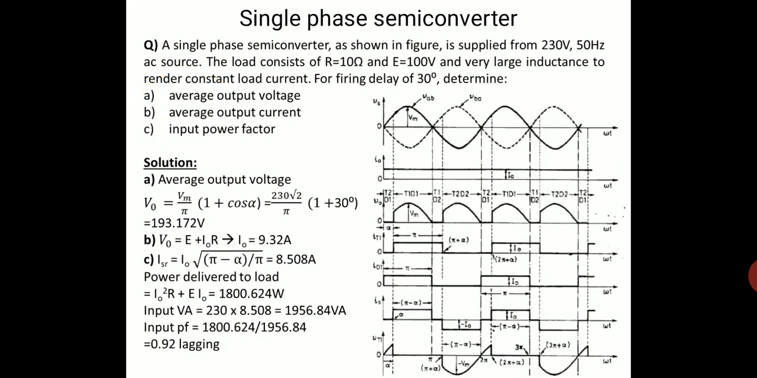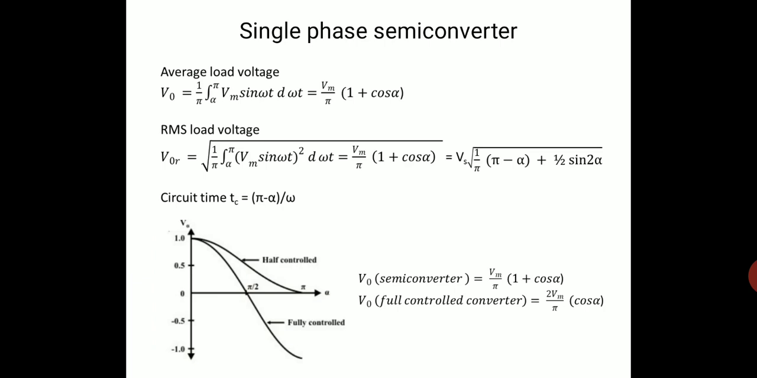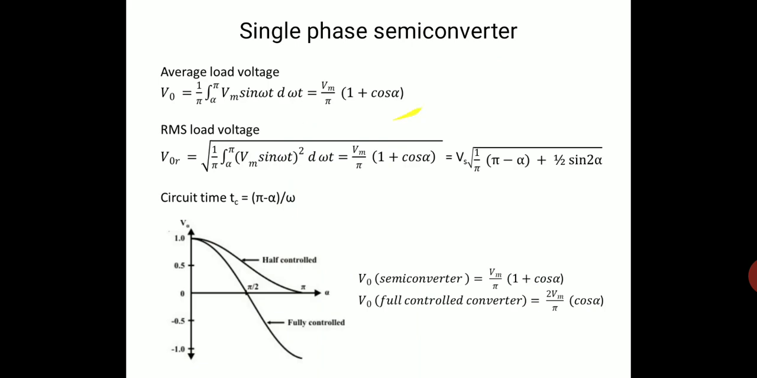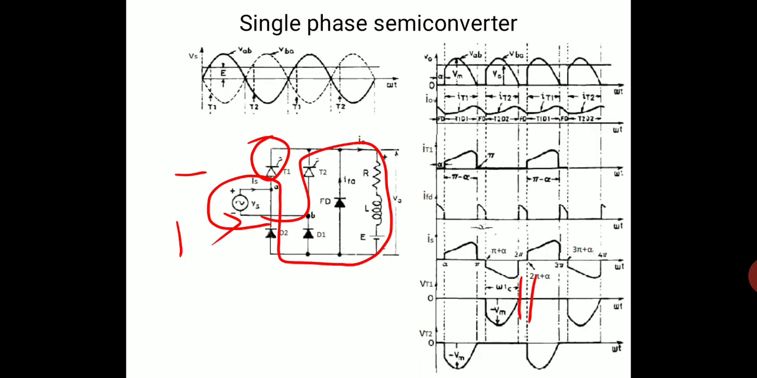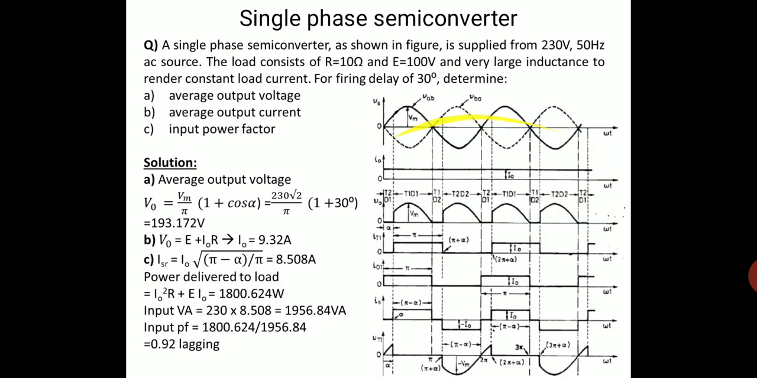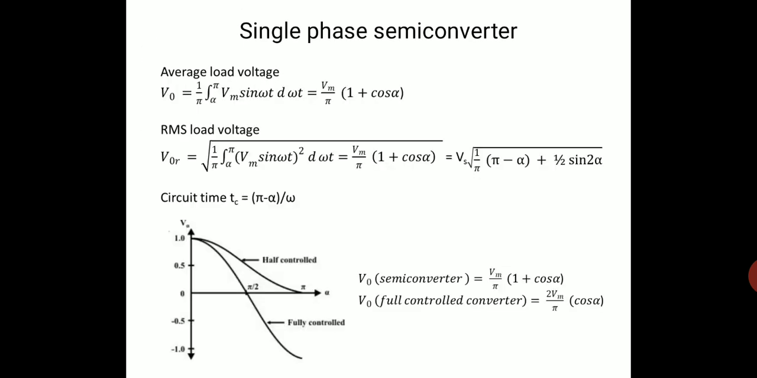Now, for the load voltage, we can simply integrate Vm sin omega t from alpha to pi, because the load voltage is only between alpha and pi, and by integration we can find out the average voltage. Here we will divide it by pi, because the cycle being repeated is from 0 to pi. So we will get Vm by pi into 1 plus cos alpha. Similarly, we can calculate our RMS voltage, and RMS voltage will be in this form.